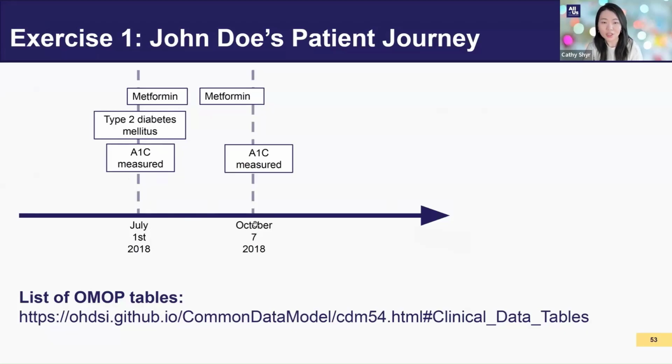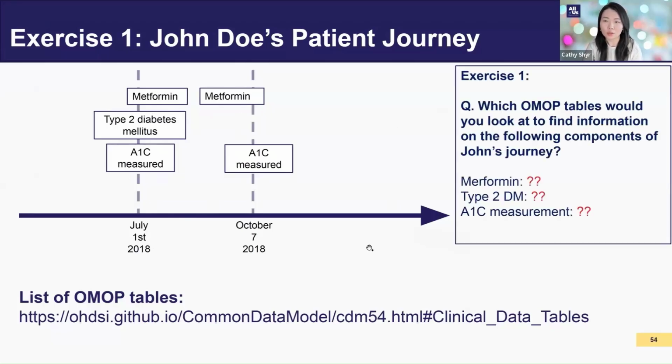Then 3 months later, he came back for his routine checkup, had his A1C measured, and then also got his metformin refilled. All right. So here's the question that I would like everyone to try to answer. Which OMOP tables would you look at to find information on the following components of John's journey? Which OMOP tables would you look at to find information about metformin, about type 2 diabetes, and A1C measurement?